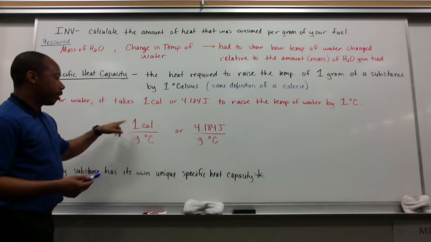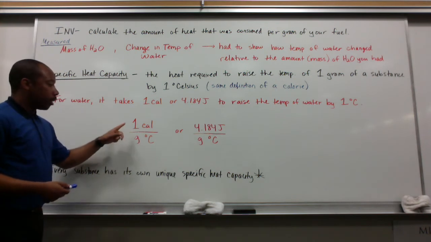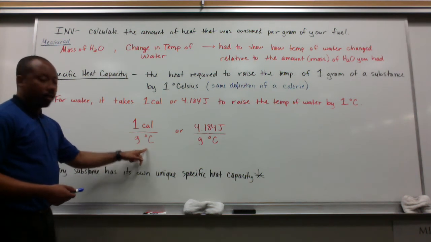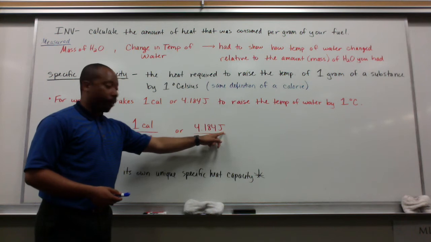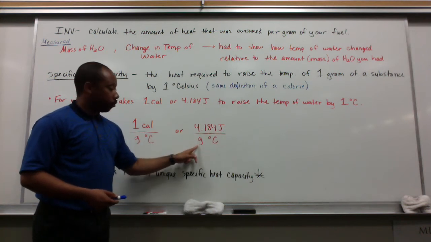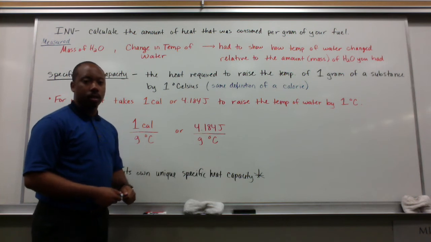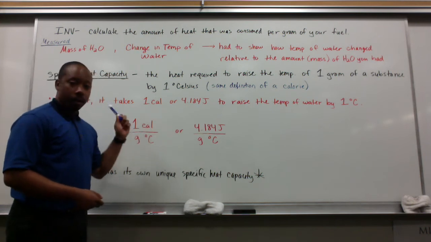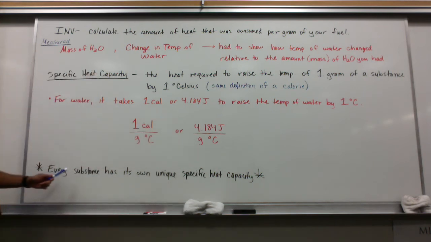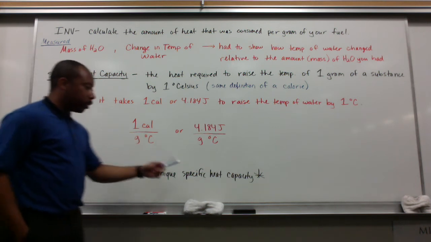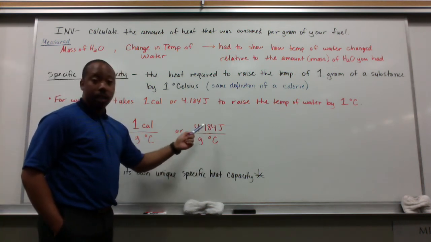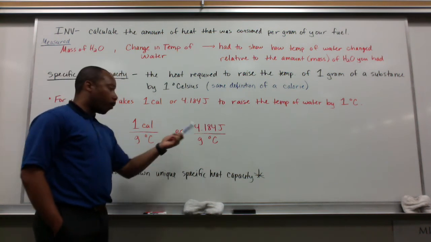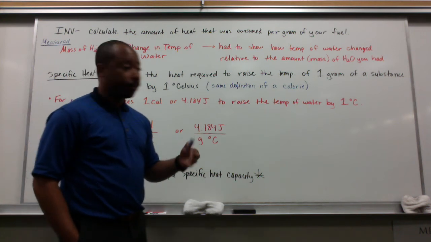We can display that with this fraction here. It takes 1 calorie per gram per degree Celsius. Or it takes 4.184 joules of energy for 1 gram to increase by 1 degree Celsius. Same thing. Now, these numbers are specific for water. Every other substance has its own unique specific heat capacity, meaning the number for different substances will change. For example, aluminum is around 2.7, not 4.184. They will change.